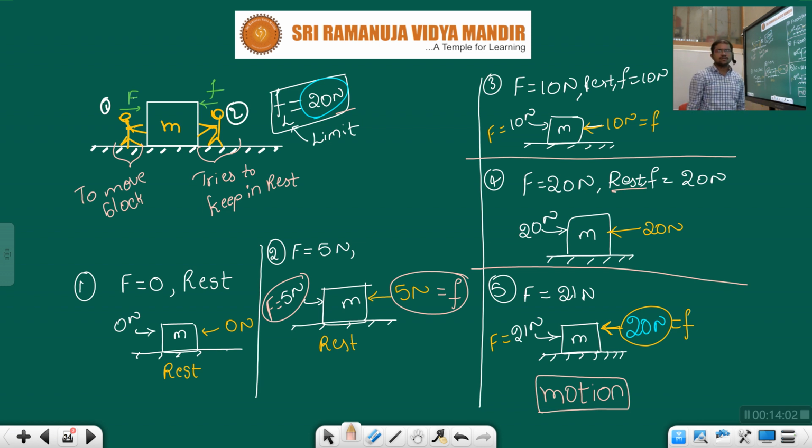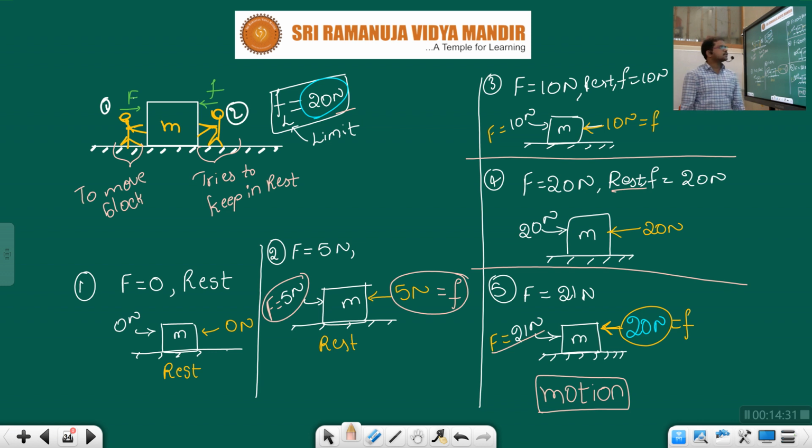So he applied only 20 newtons of force, but since the applied force here is 21 newtons, 21 and 20 are not balancing, children. Unbalanced forces are acting. Whenever there is the action of unbalanced forces, the body will undergo non-uniform motion. Understood, children? So in this condition the block came into motion.